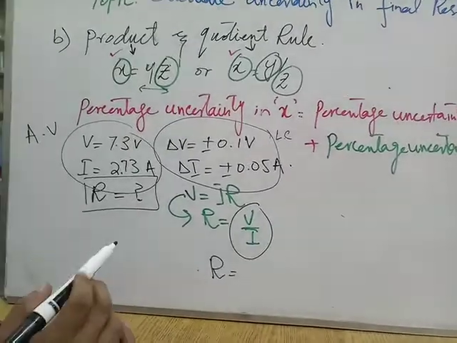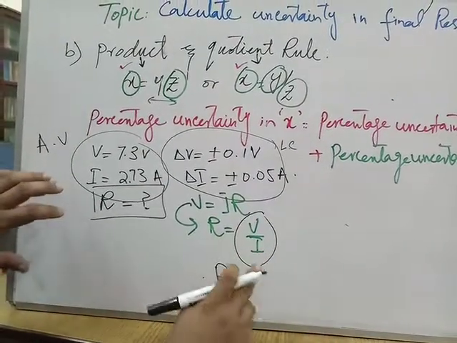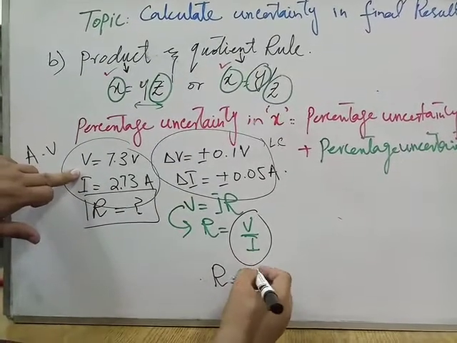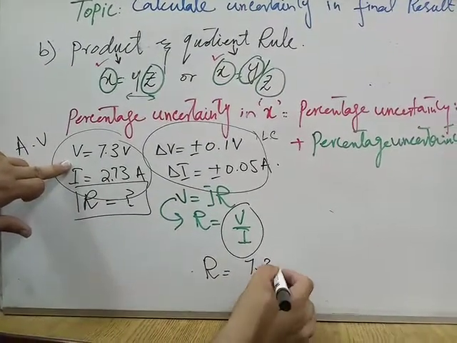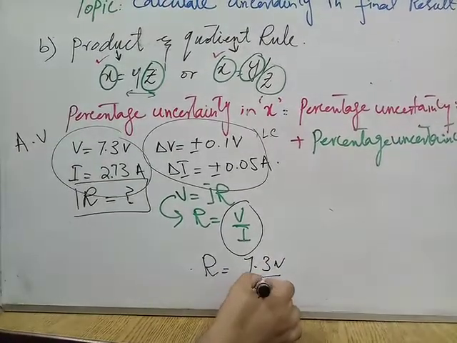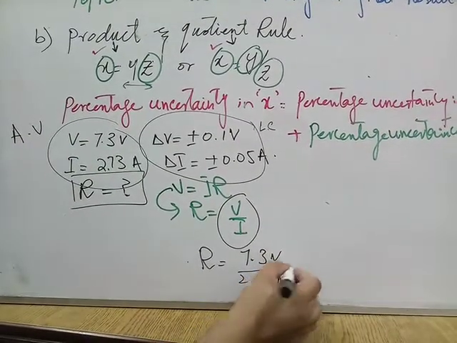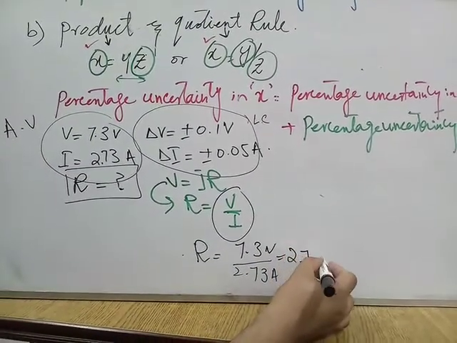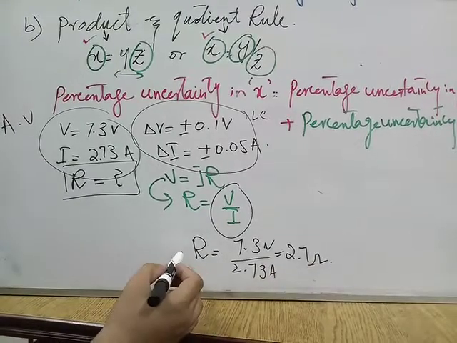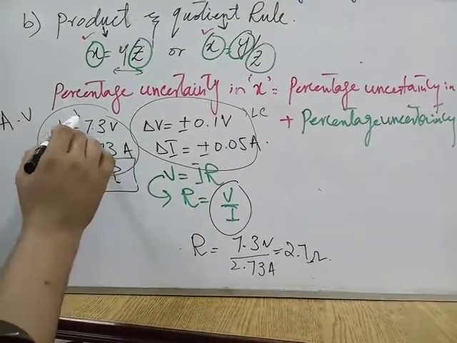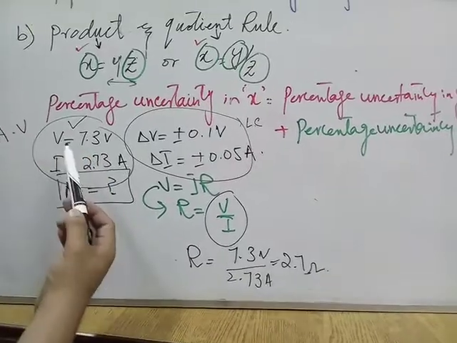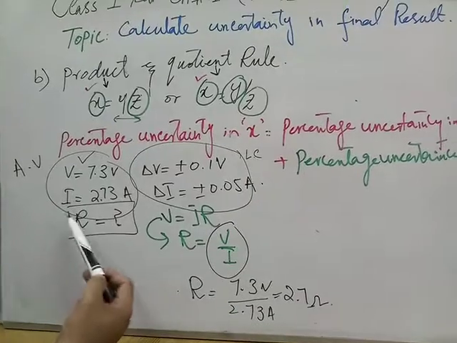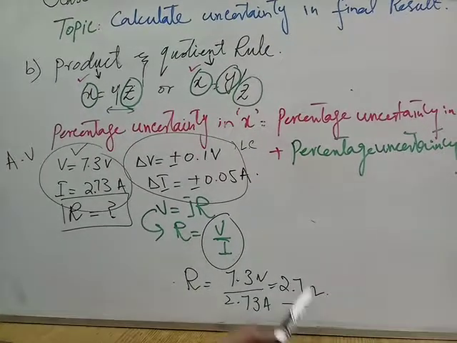So you are getting my point, students? For just the real value, I am dividing 7.3 volt by 2.73 ampere. The answer is 2.7 ohm. This is just for the real value: the actual value of V is 7.3, the actual value of I is 2.73, so the actual value of R is 2.7.